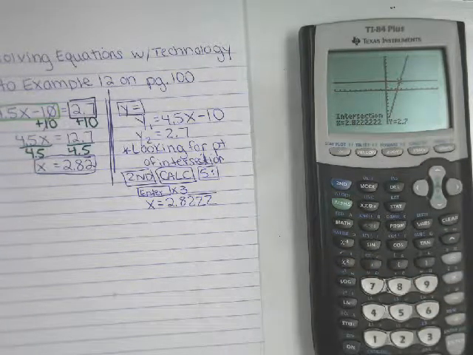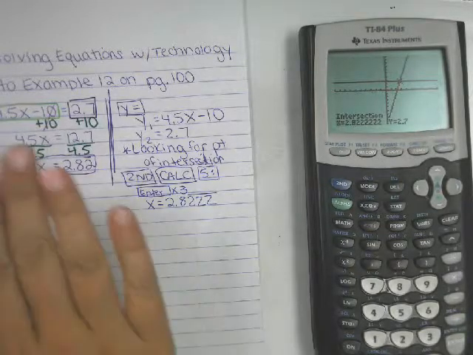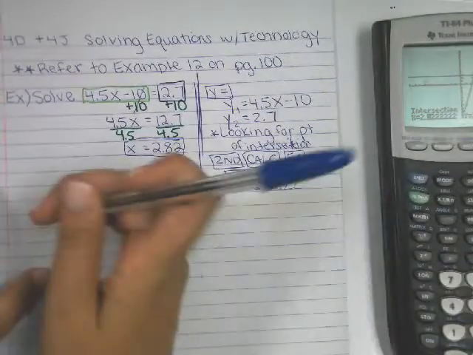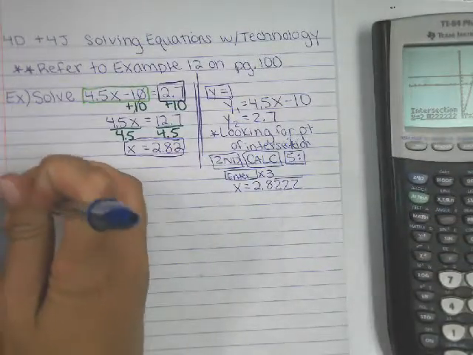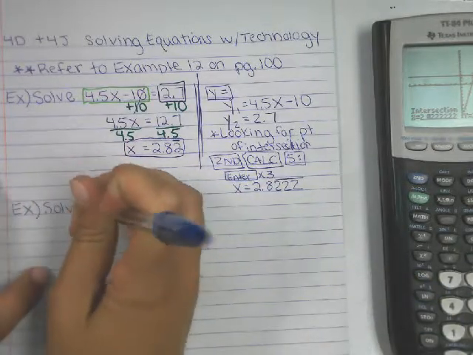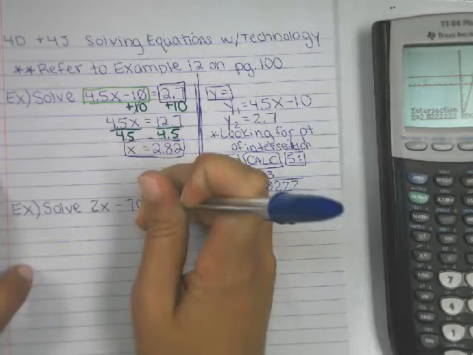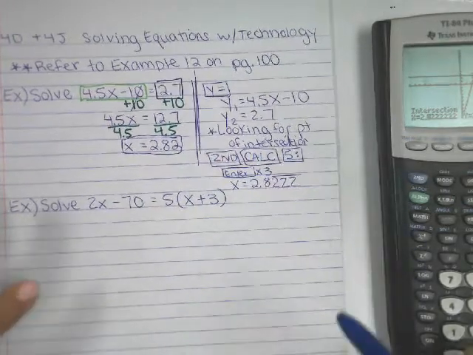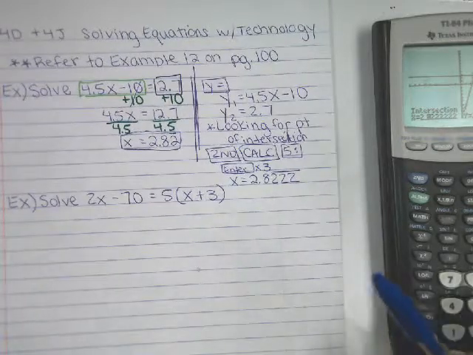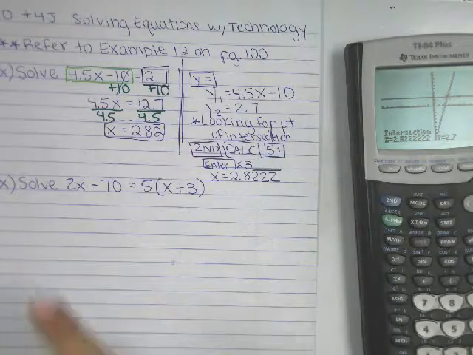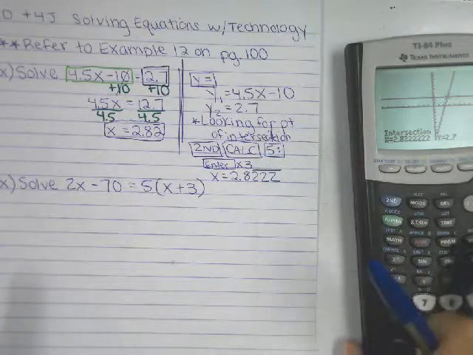There's going to be instances where we're solving equations that we don't have by hand methods for. So it's important to practice this. So let's do another one. Solve 2x minus 70 equals 5 times x plus 3. That's a big number, so it might not show up on our graph, so let's find out. We're going to use this method. We can come back and do the by hand method too after we try it.